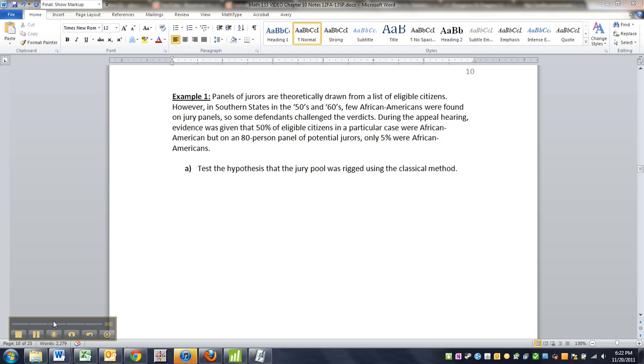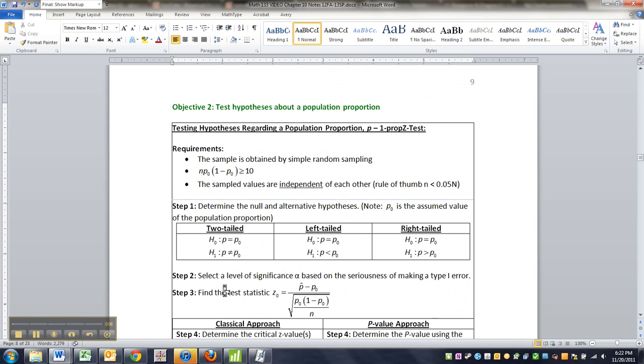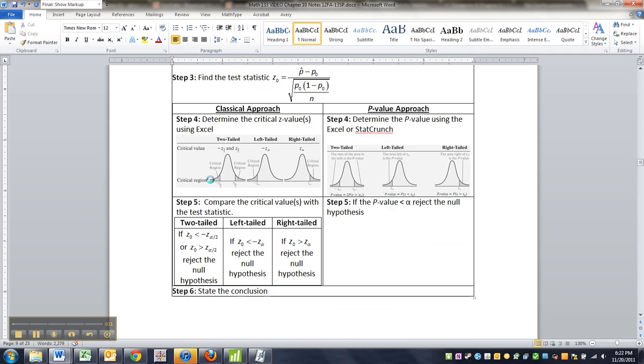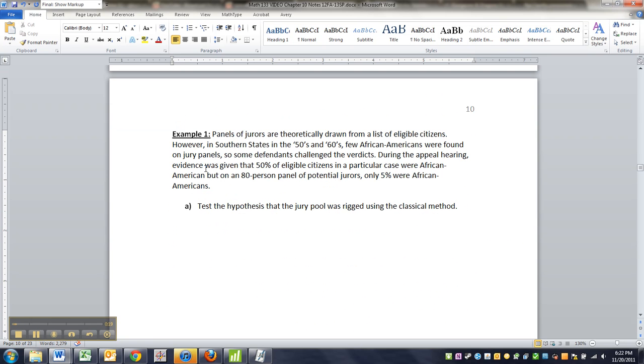Now keep in mind, I'm going to keep referring back to this table here, because this little table on page 9 really sets out every problem you have to do for 10.4. So you have to follow all those steps verbatim. So let's do it. It's the panel of jurors theoretically drawn from eligible citizens. Same problem we've run into before.